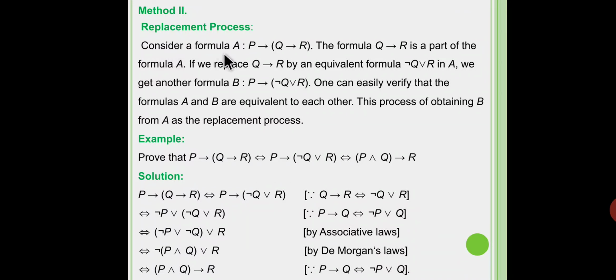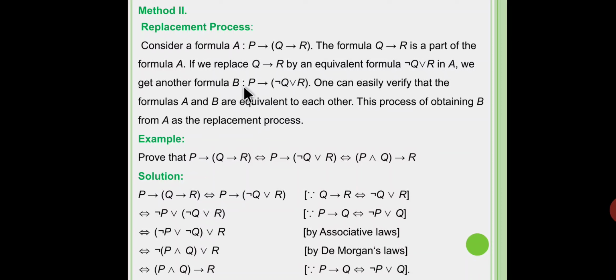So consider the formula A for the given relation P implication (Q implication R). In place of Q implication R, we replace the equivalent relation negation Q or R. So we get another proposition B.